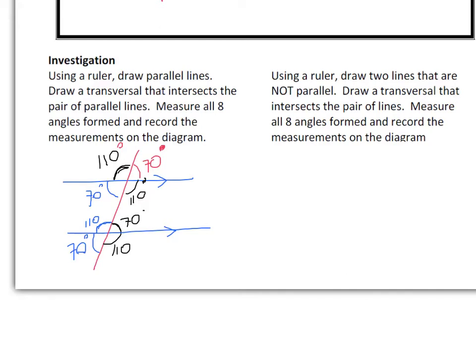Now let's move on here. We're going to draw two lines that are not parallel and a transversal through them. So let's go ahead and do that. There's our first line, and there's our second line, not parallel. That means that they're eventually going to cross. And let's draw our transversal right there in red, again going through the two non-parallel lines.